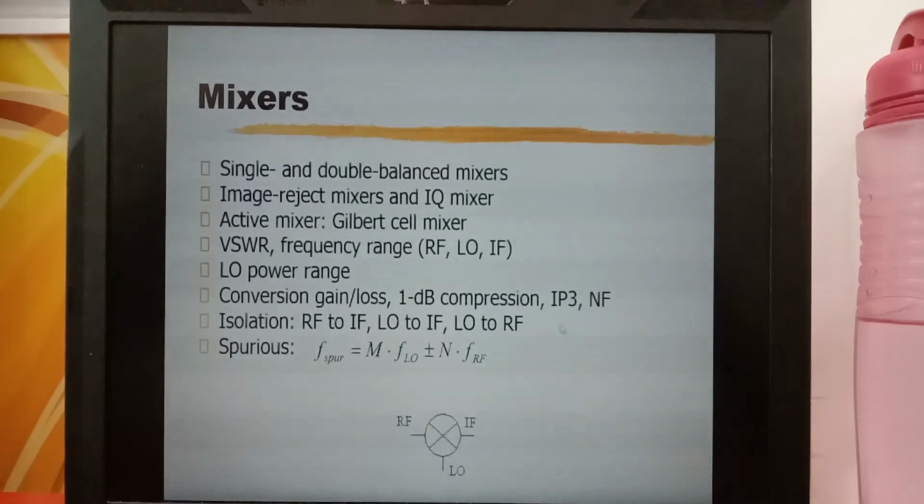And similarly, a mixer may also have IP3 specification and noise figure specification. Another important parameter to consider is the isolation between the RF port and the IF port, between LO and IF, and between LO and RF port.